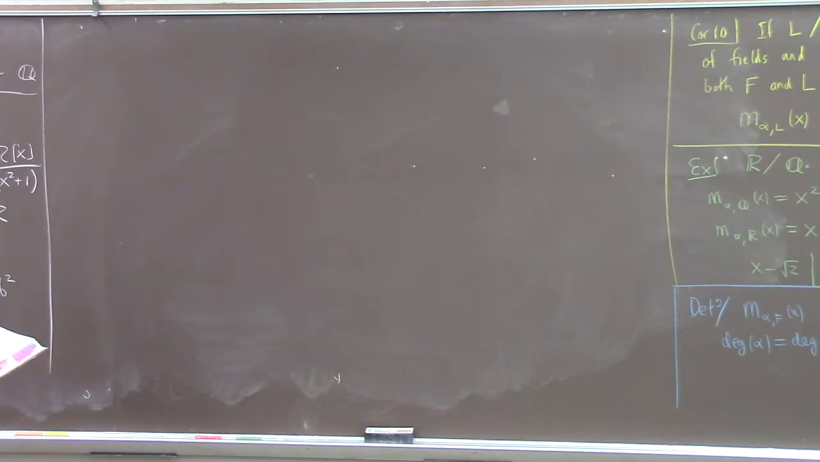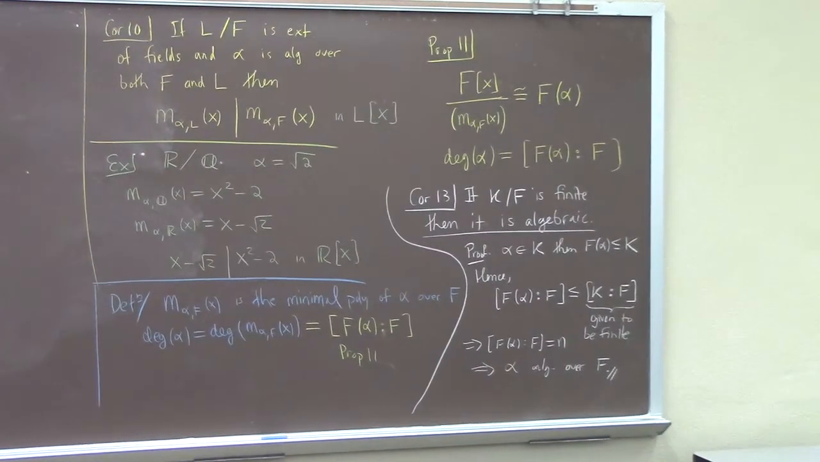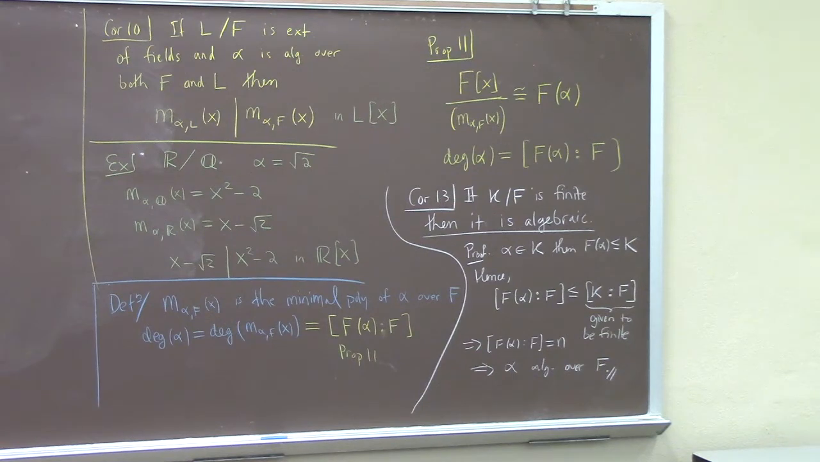But it's because alpha is in K, and F(alpha) is a subspace of K, and we know that K is finite, so this has to be finite. Therefore F(alpha) is algebraic over F. So we're not saying K is algebraic. No, wait, we are saying K is algebraic over F, because F(alpha) is finite over F.